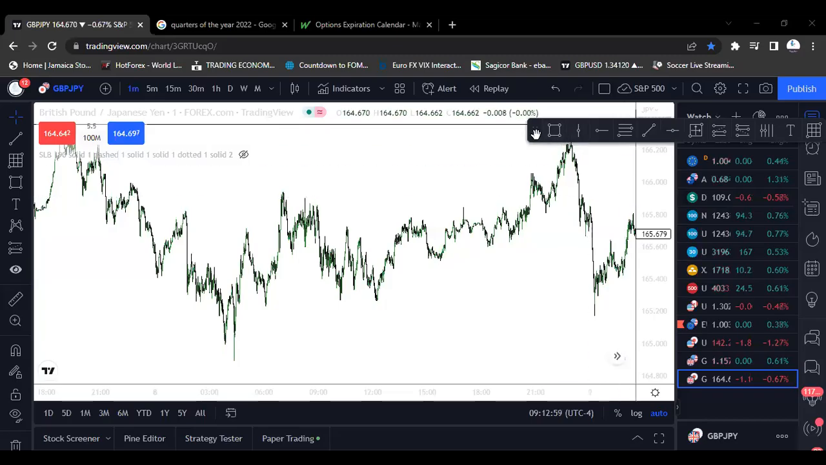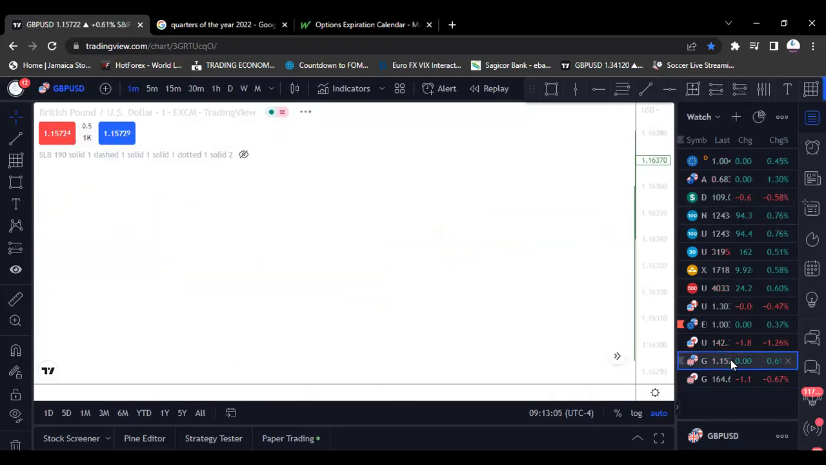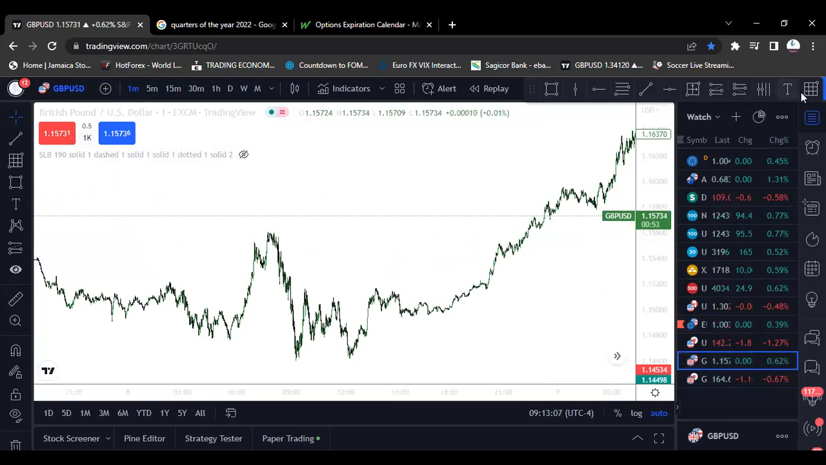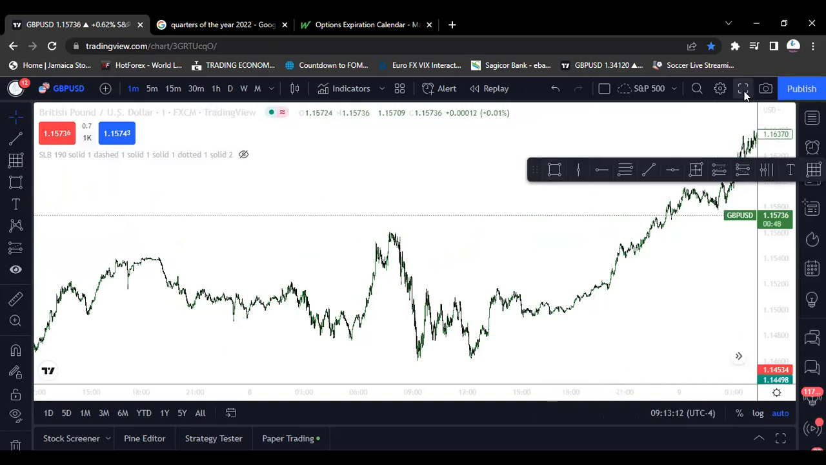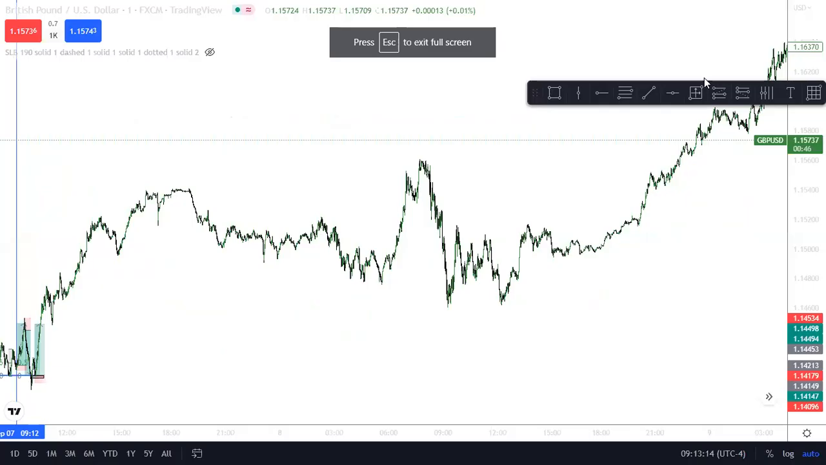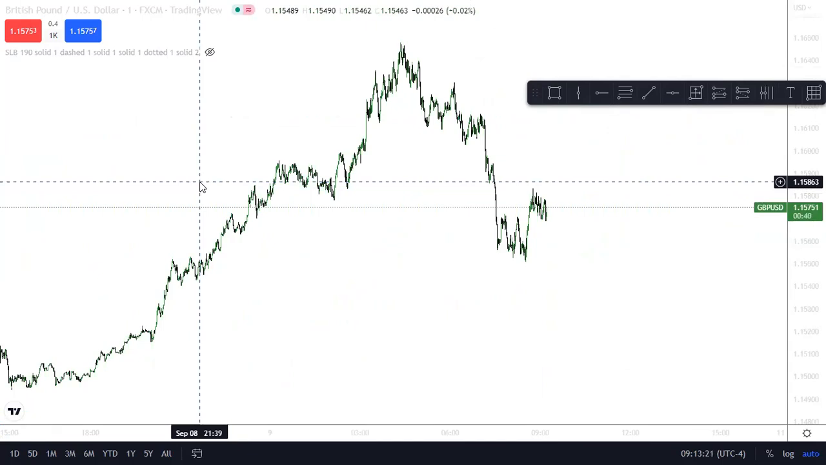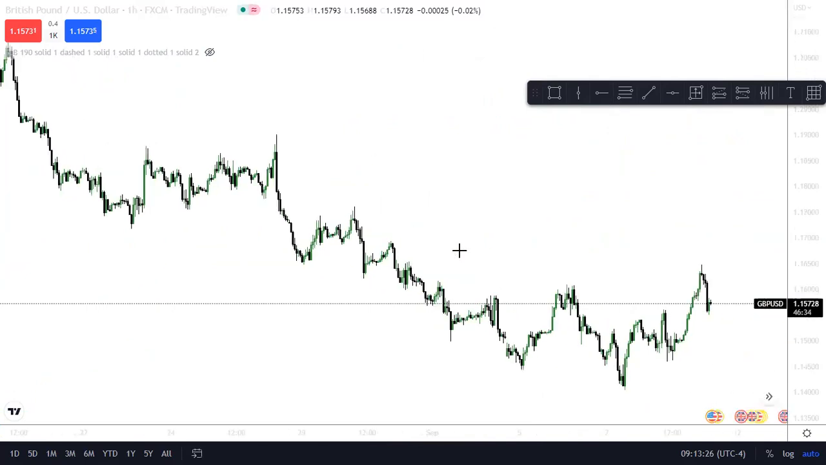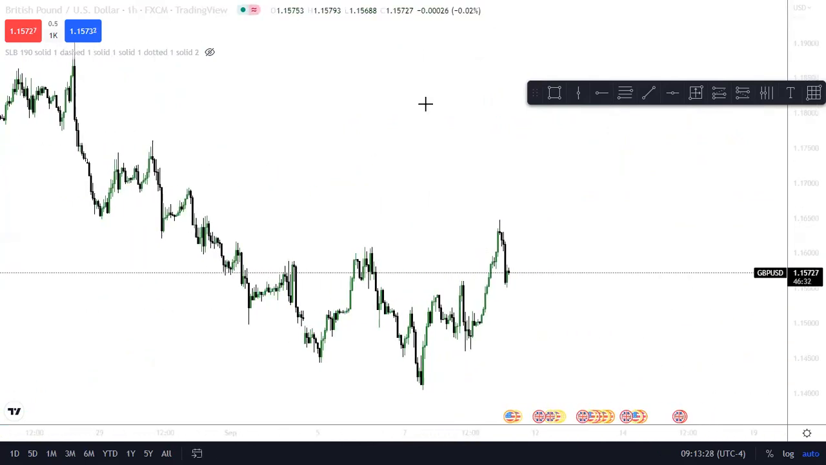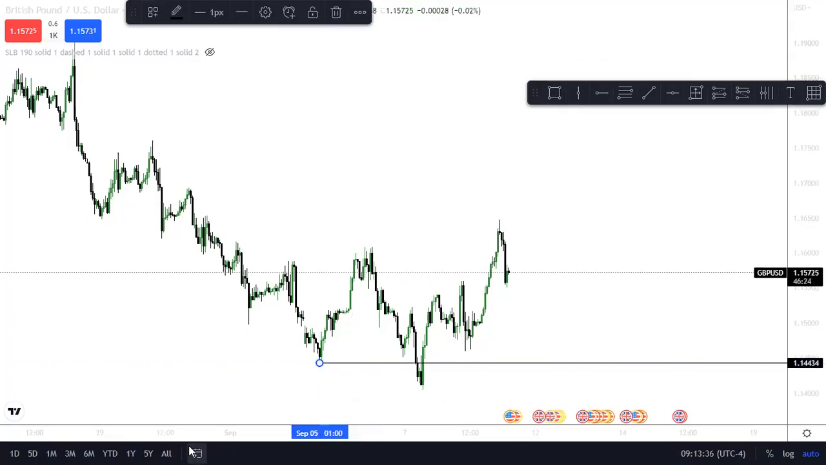All right, GU is the pair. Where is GU? This is GU. Okay, let's go. Let's go, GU. Let's go. Clear up all this. Start with an H1 real quick. Admit the new guys. And let's go ranges. There we go.